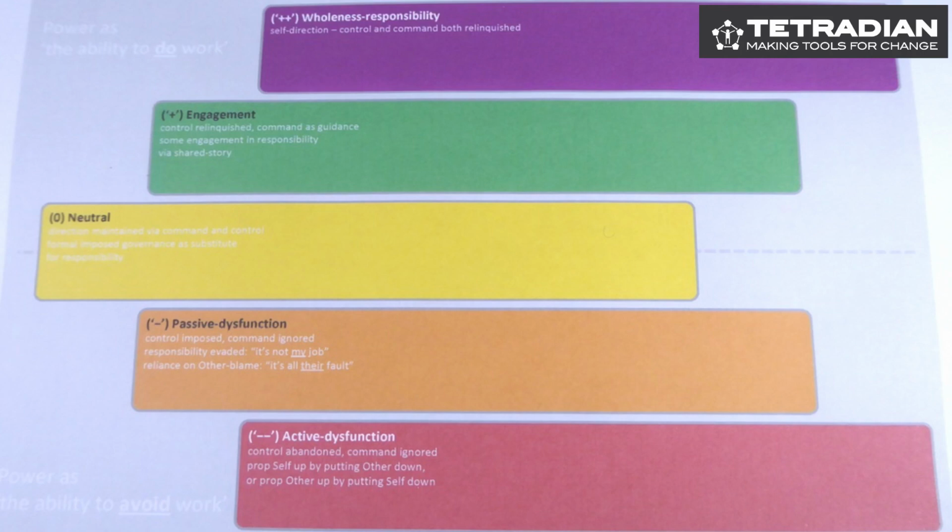So on the model, we have in the middle that yellow band, which is a kind of neutral, mid-range. Looking above, we're building increased responsibility, increased choice to work with power. And below the line, we have dysfunction, both passive and active, avoiding of work and a spiralling avoiding of work.